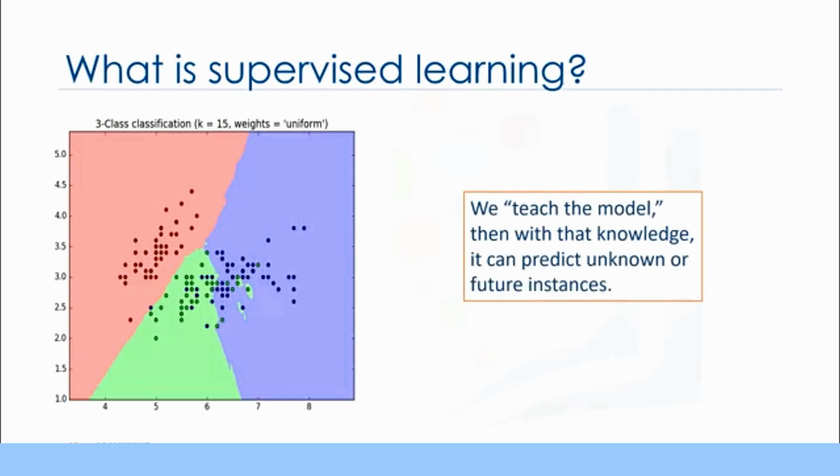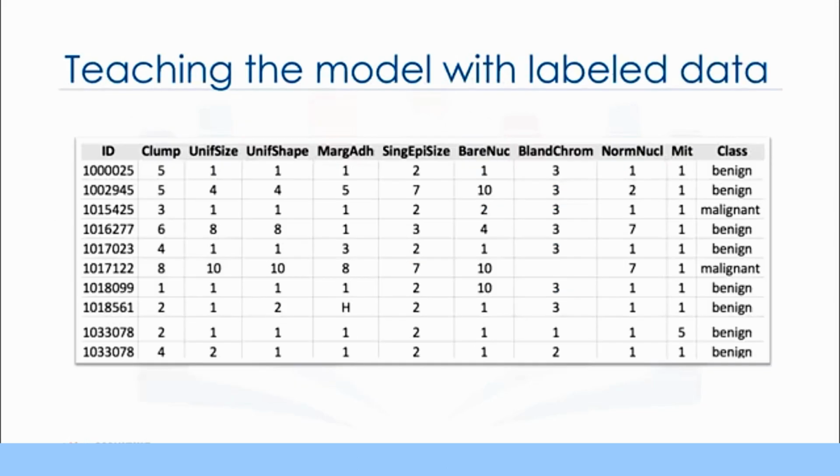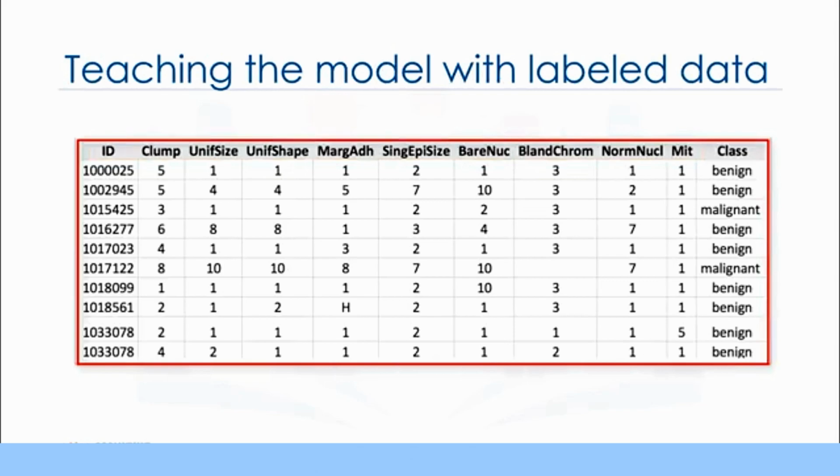That is, we load the model with knowledge so that we can have it predict future instances. But this leads to the next question, which is, how exactly do we teach a model? We teach the model by training it with some data from a labeled dataset. It's important to note that the data is labeled. And what does a labeled dataset look like? Well, it could look something like this.